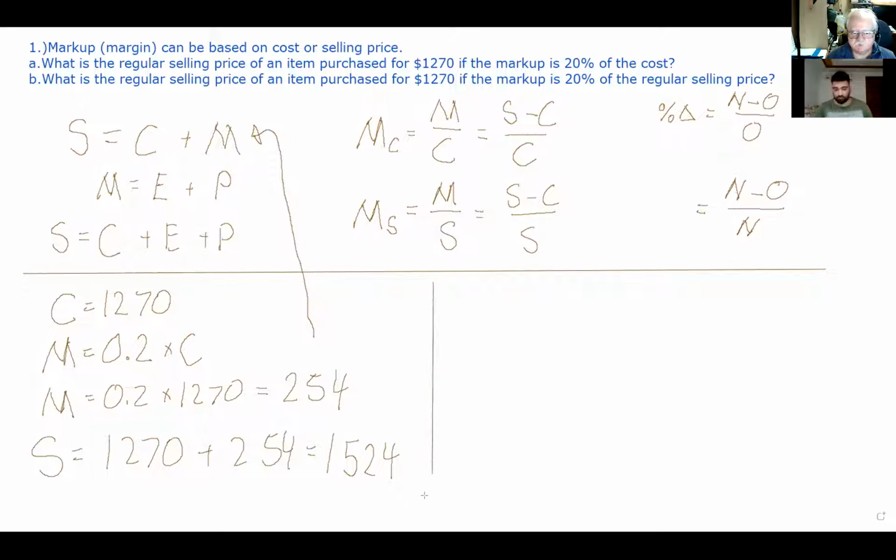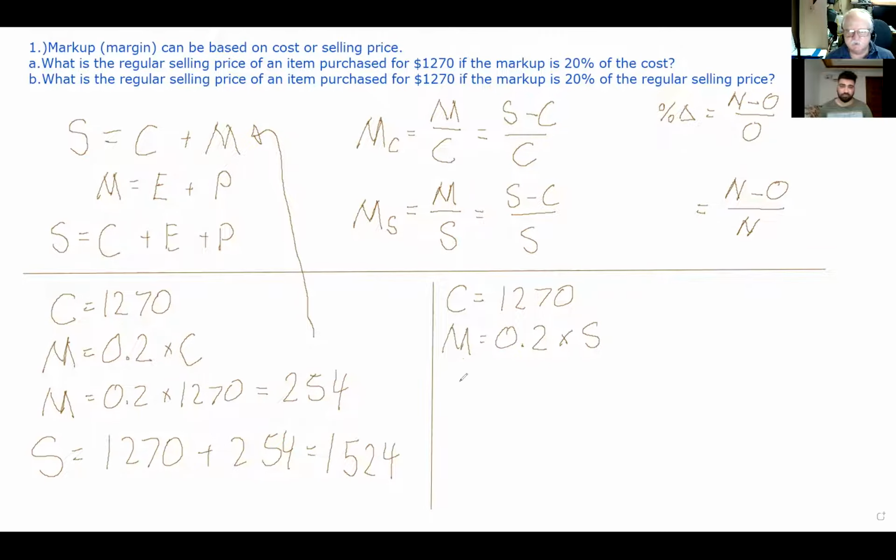But then they've asked us a very similar question. What would the selling price be if it's 20% based on the regular selling price? So we have the same situation. They've told us the cost is 1,270. The markup equals 20%, 0.2 times, in this case, selling price. And now this is a little weird because we don't know the selling price. Over here, we could calculate the markup because we knew the selling price. Here, we don't know the selling price, but amazingly enough, the wonders of algebra will allow us to solve this.